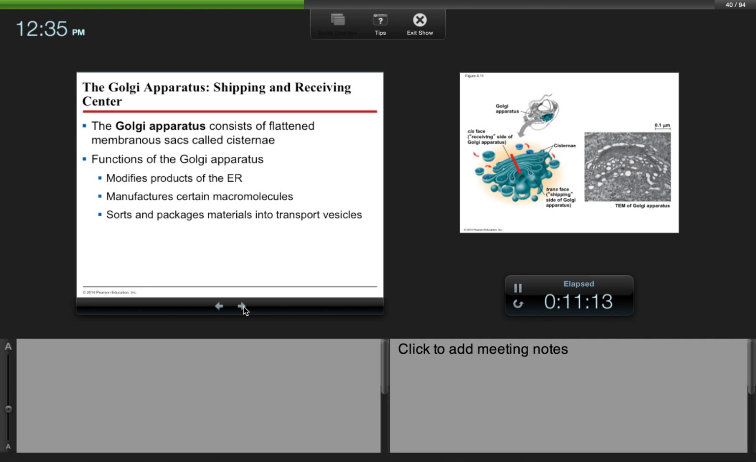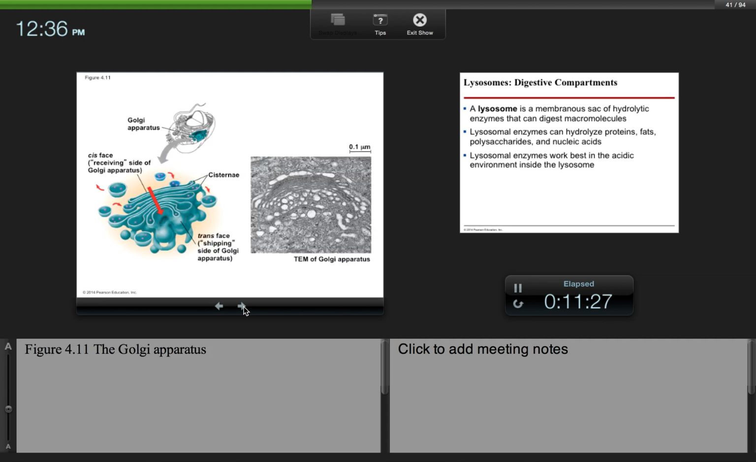Functions of the Golgi include modifying products of the ER, manufacturing certain macromolecules, and sorting and packaging materials into transport vesicles, which will be destined for export out of the cell. So here's your Golgi. There's the cis face, which is the receiving end that receives products of the ER, and then there's the trans face, which is the shipping end, which will ship products off to the cell membrane.